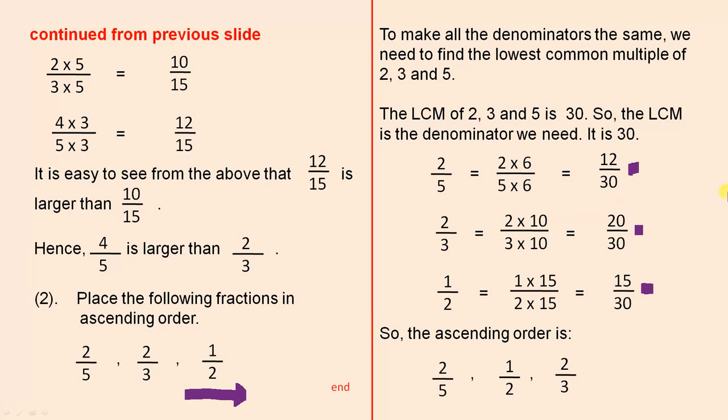This video has introduced us to the very interesting topic of comparing fractions. If we use a number line, we just do it visually. If we don't have a number line and the denominators are different, we have to make them the same by finding the lowest common multiple of the denominators. Then we do the calculation as we saw in this example. That makes all the denominators the same, and then it's easy to order the fractions.